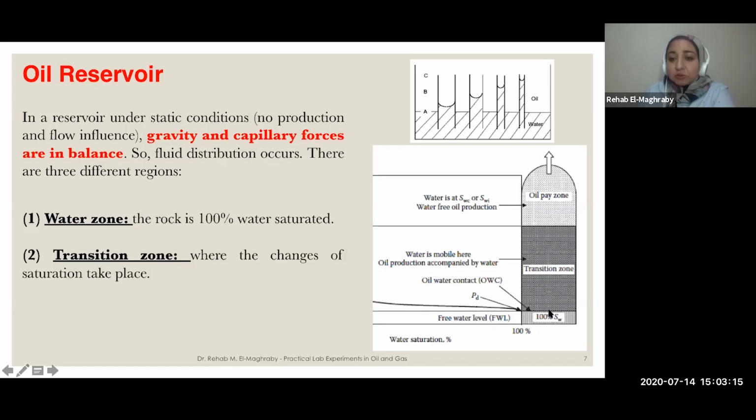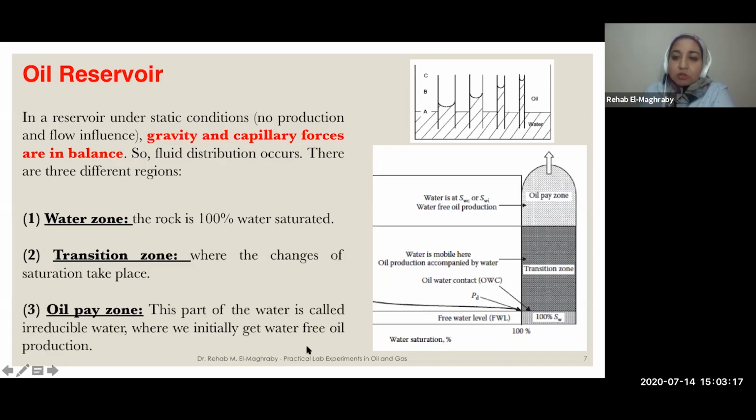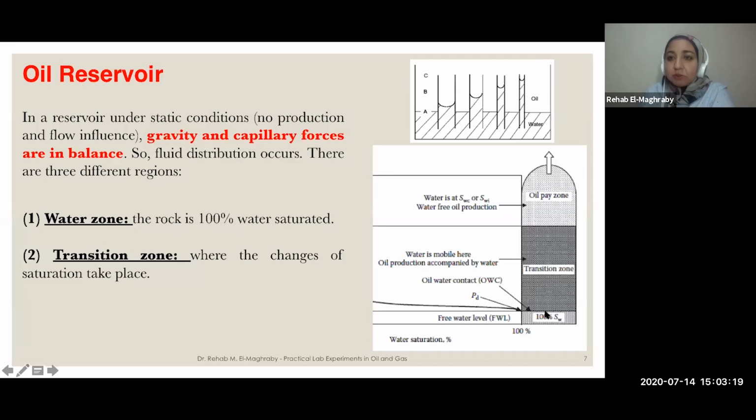So the second zone here is the transition zone. In this transition zone, we'll find the oil saturation increasing from this point up to the highest at the end.